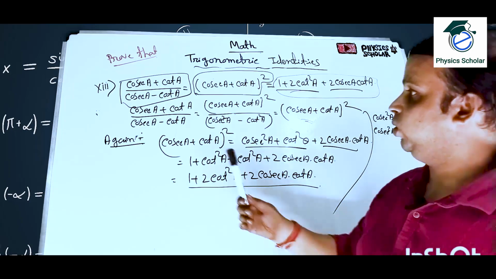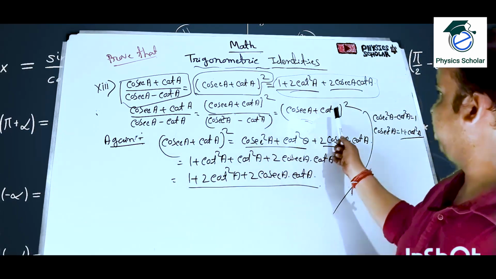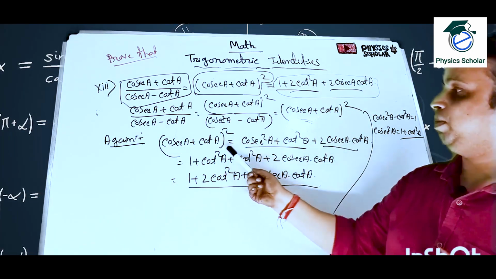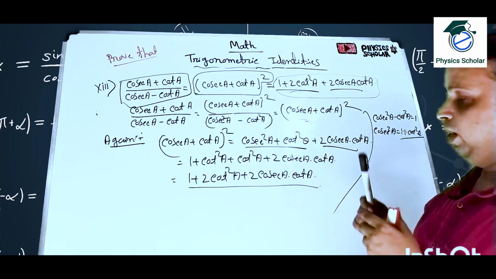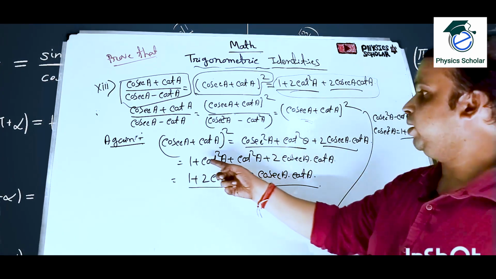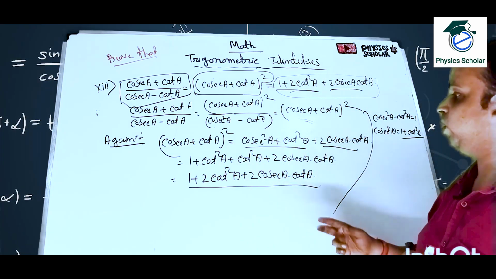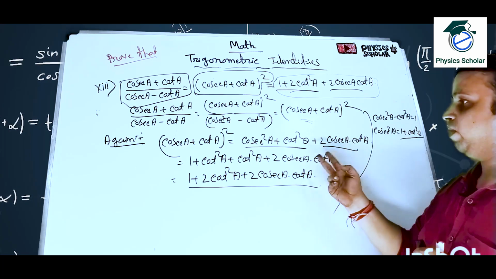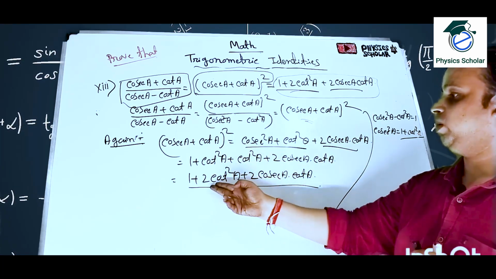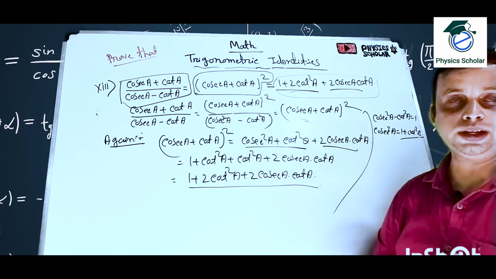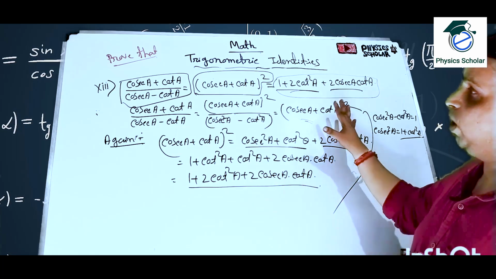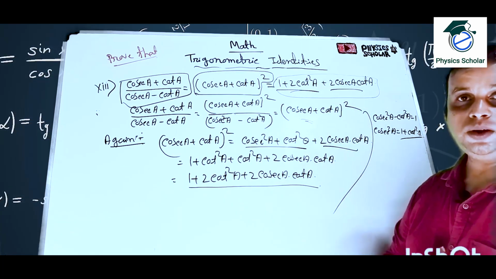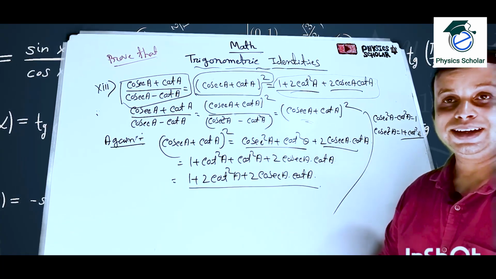So again cosec A plus cot A whole square, that is what? Formula A plus B whole square, A square plus B square plus 2AB. So cosec square A means 1 plus cot square A, plus cot square A plus 2 cosec A cot A. So 1 plus cot square A plus cot square A means 1 plus 2 cot square A plus 2 cosec A into cot A. So students, hope you have understood this sum. Now let us move to the next sum.